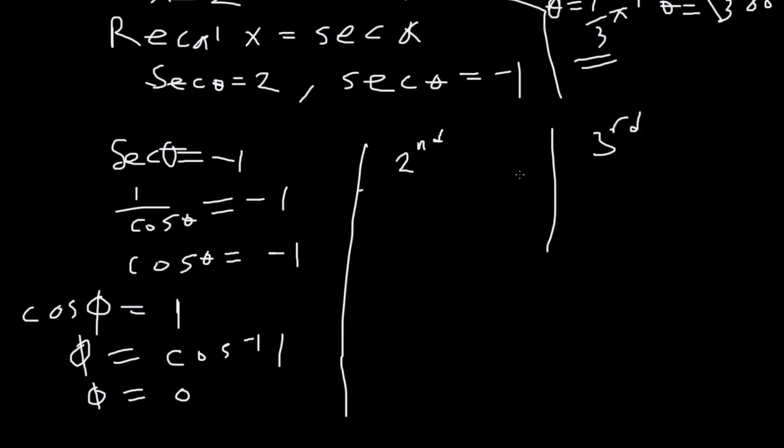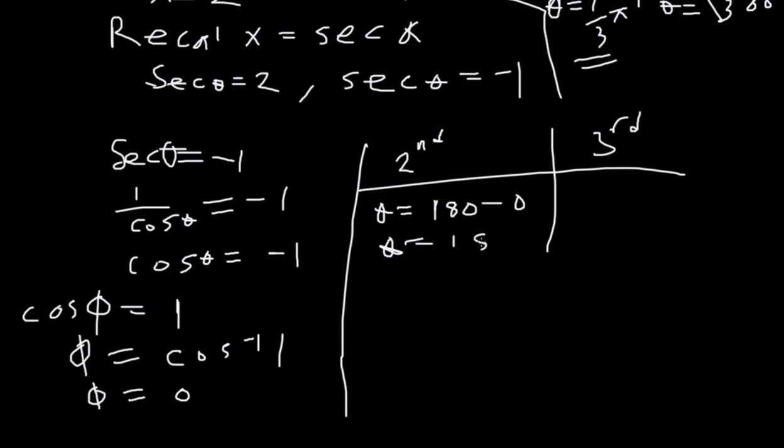So now, in the second quadrant, your theta is going to be 180 minus 0, which gives you the same 180 degrees. And then this theta in degrees is just the same as, in radians, pi.